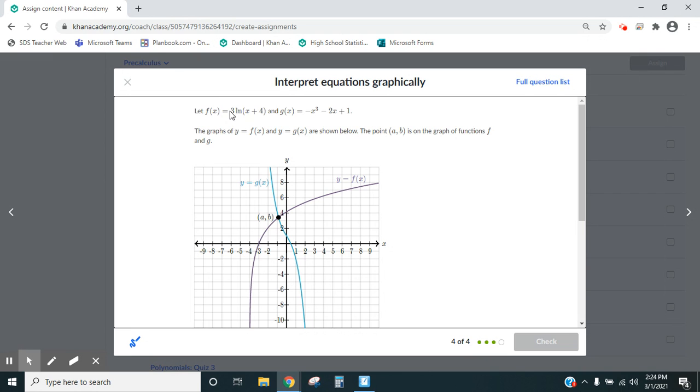All right, so here are the two functions. Those are the two equations. They are graphed here, right? f is in purple, g is in blue. It says the point (a, b) is on the graph.